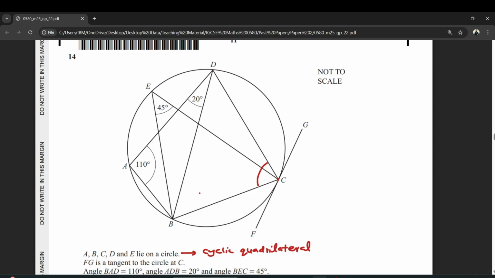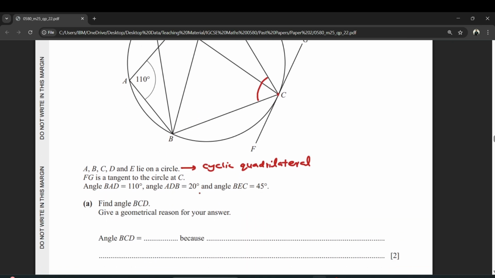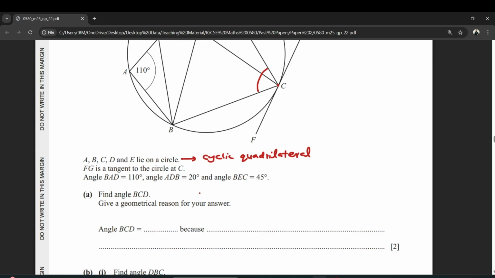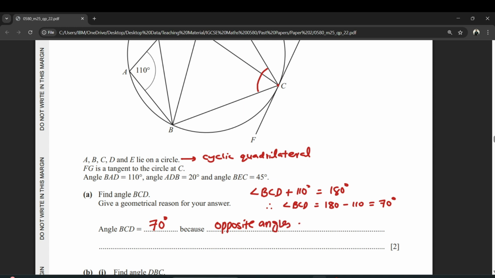All right. Now, as I mentioned, this is a cyclic quadrilateral A, B, C, D. If I want to find this angle, I have the angle which is opposite to this. So here I'm going to use the property. And it also says to give a geometrical reason for your answer. So we know that angle BCD plus 110 degrees is equal to 180 degrees. Therefore angle BCD will be equal to 180 minus 110, which is 70 degrees, because opposite angles in a cyclic quadrilateral are supplementary.